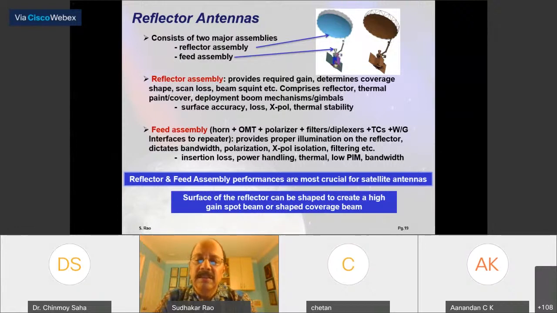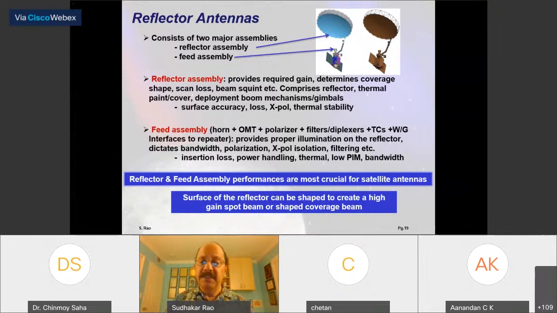So I think the idea is basically all the power illuminated by the feed has to be captured by the reflector with the minimum spillover loss. So that's why you use 15 dB illumination, tapered illumination. So the combination of reflectors and feed assembly are most crucial to satellite antennas.